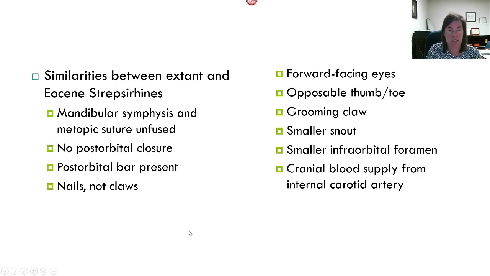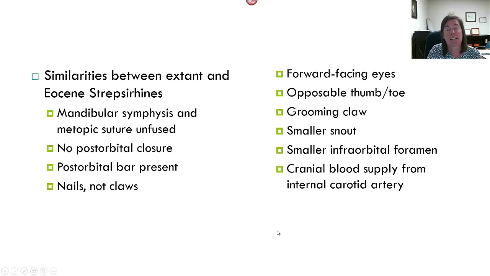So what are some of the similarities between extant strepsirhines, those are the living prosimians today, and Eocene strepsirhines? Well, basically their mandibular symphysis, remember the 2 halves of the jaw, are unfused in extant strepsirhines. That's also true in the Eocene strepsirhines. They also have an unfused metopic suture. The Eocene strepsirhines have no postorbital closure. They all possess a postorbital bar. They all have nails, no claws.